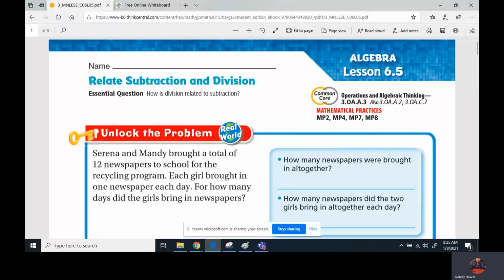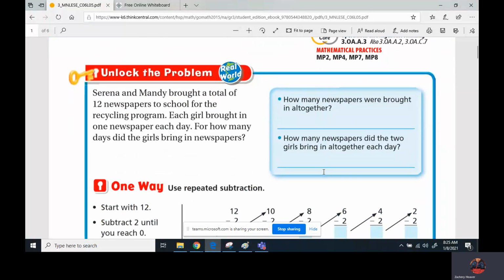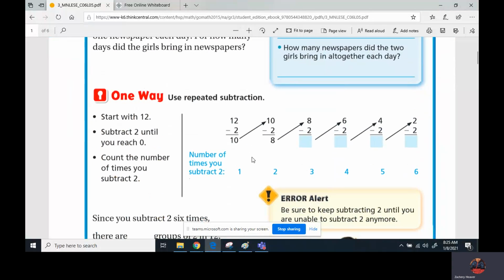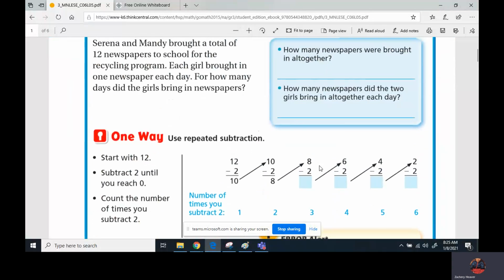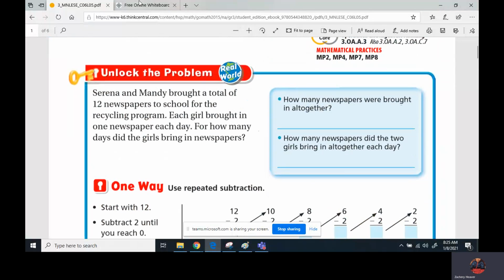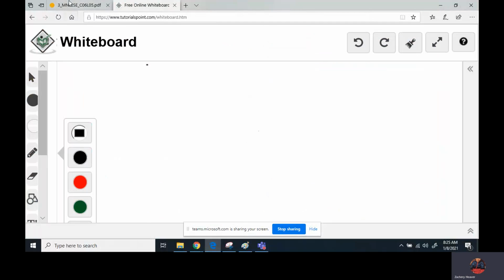Okay, so today we're going to look at 6.5, which is about relating subtraction with division. We're going to show you how to do that. It kind of models it right here, but I'll show you as well. I have a little whiteboard here because we're going to need some space.